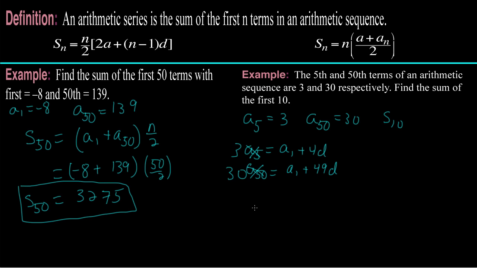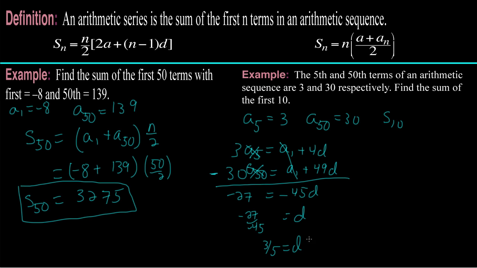And when I substitute in for a5 and a50, use 3 and use 30, I have two equations and two unknowns, so I can solve the system by using the subtraction method. 3 minus 30 is -27. a1 minus a1 cancels, and 4 minus 49 is -45d. So by having the a1's cancel out, I can solve for d. d equals -27 over -45, and that reduces down to 3/5.